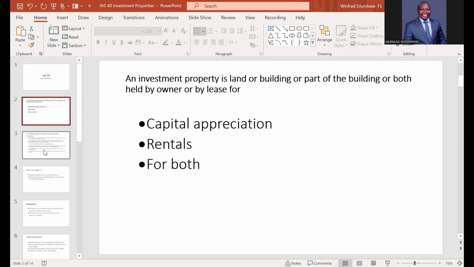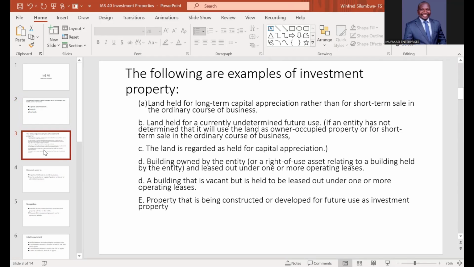We'll explain further. Now, the examples are land held for long-term capital appreciation rather than for short-term sale in the ordinary course of business. I've explained that if you're buying land and you resell, buying land and you resell, that does not fall under investment property. But if you're buying land, you want to maintain it, and when it gains value you sell, then it falls under IAS 40. Land held for currently undetermined future use: you've bought land and you haven't even determined how you're going to use it. As far as accounting is concerned, that should fall under IAS 40 until the time when you make a decision on how to use it.